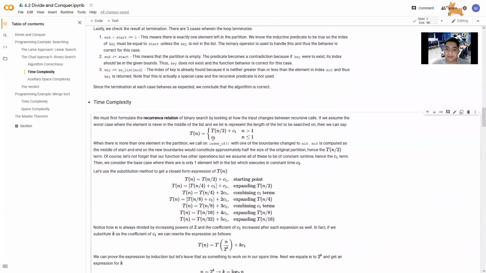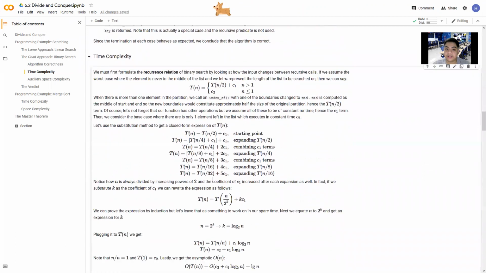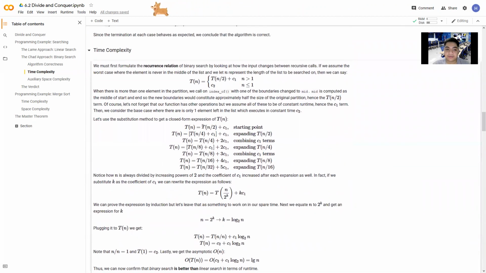And then for the base case, it will be just of constant time. So let's apply the substitution method for this recurrence relation to get a closed form solution. So our starting point, T of n is equal to T of n over 2 plus some constant.